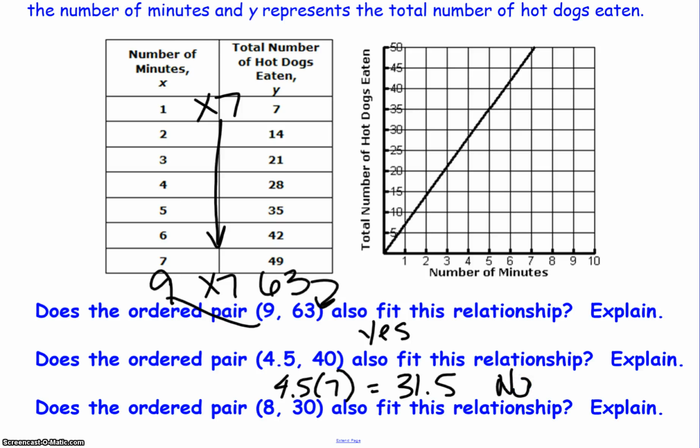Does the ordered pair 8 and 30 fit in the relationship? Well, 8 times 7 is 56. 56 does not equal 30, and that's what they said we had to have.